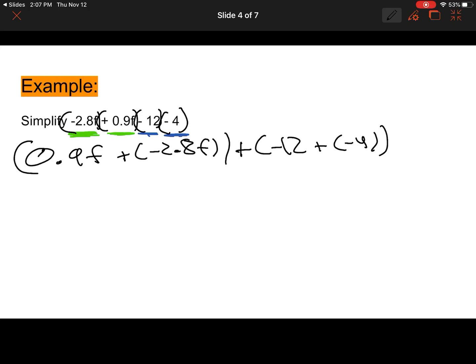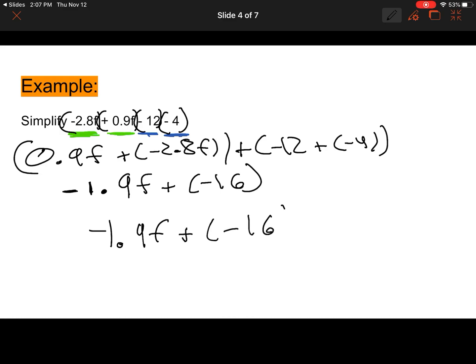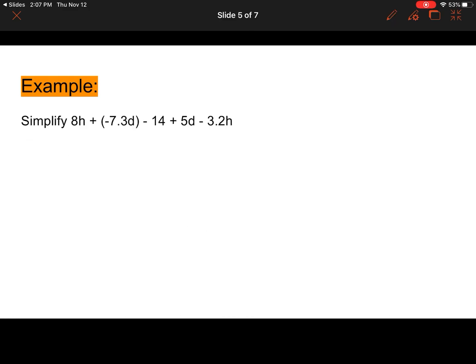All right, so 0.9f plus negative 2.8f would give us negative 1.9f. I'm going to be adding to that negative 12 and negative 4, which would be a negative 16. So we should get negative 1.9f plus negative 16. That's how we simplify that expression there.